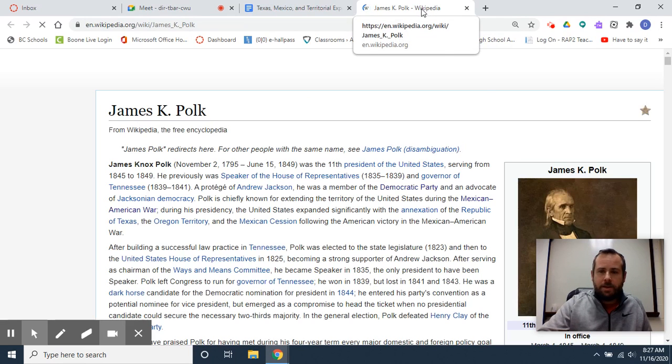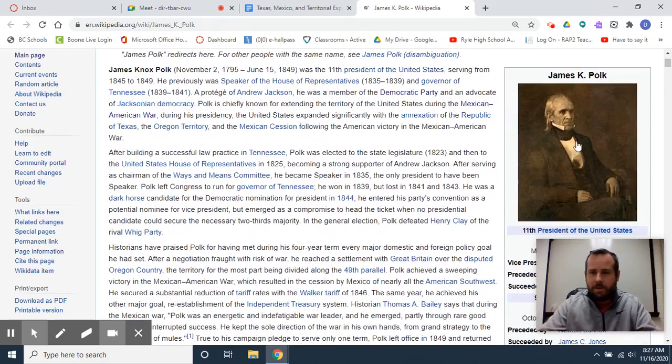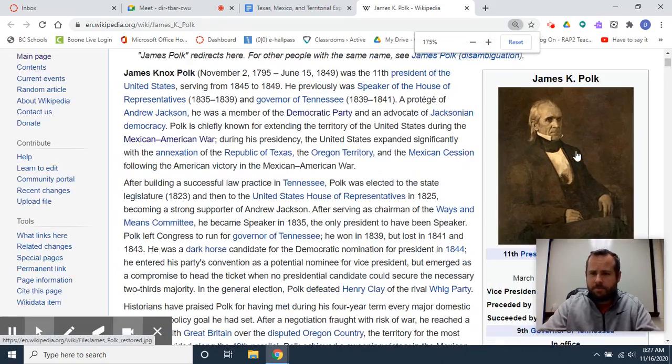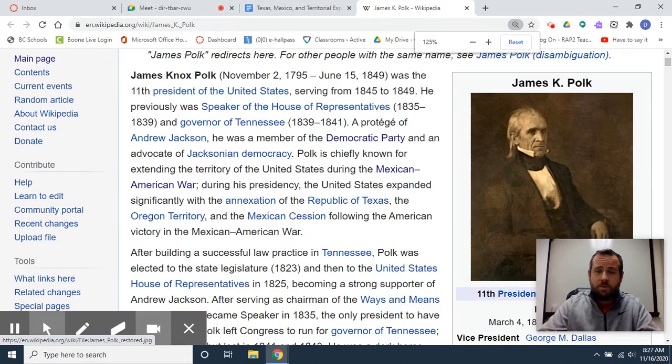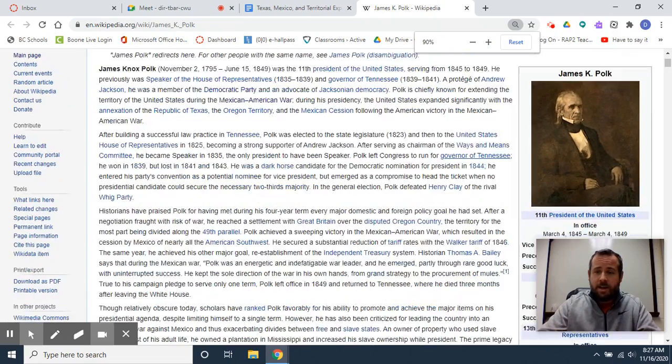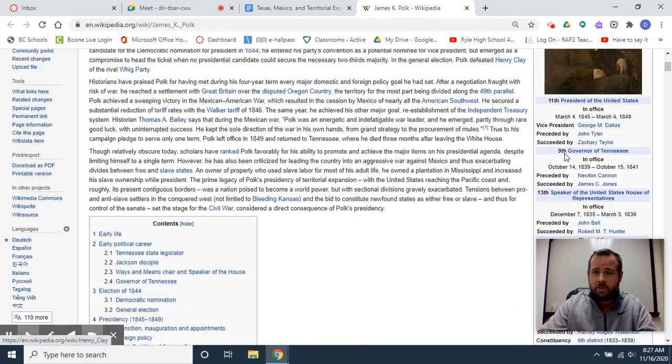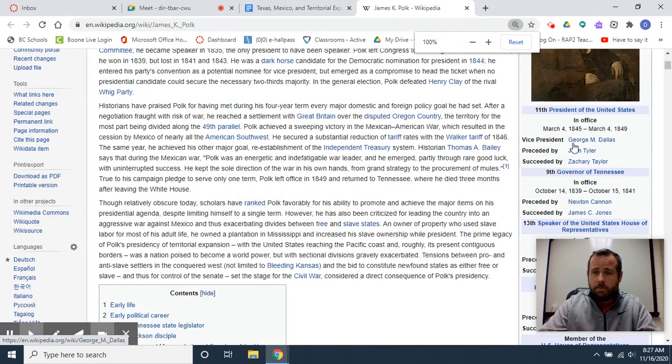Pull him up here on Wikipedia. Right there, you go. I think he's the first president with hair like that, and that is certainly remarkable. What's also crazy, I told you that he served that one term and then got out.